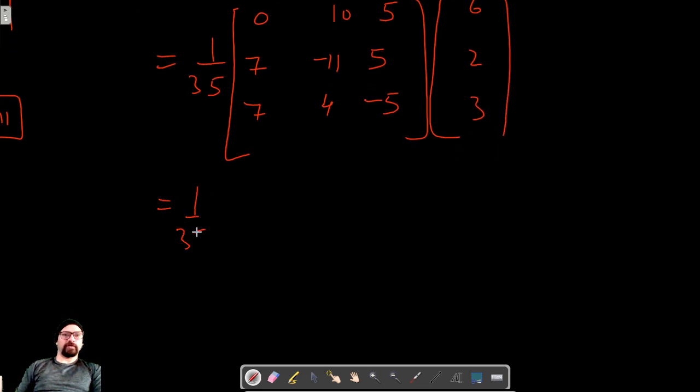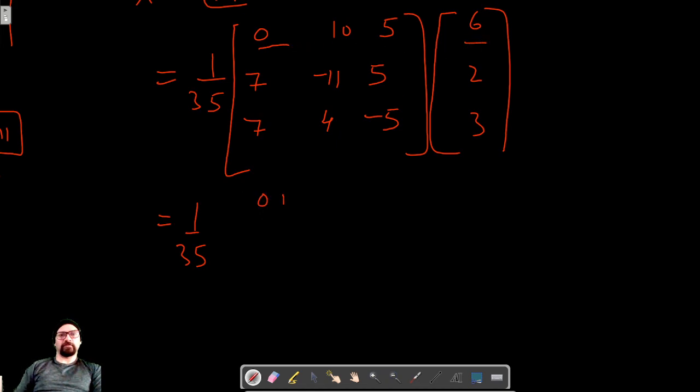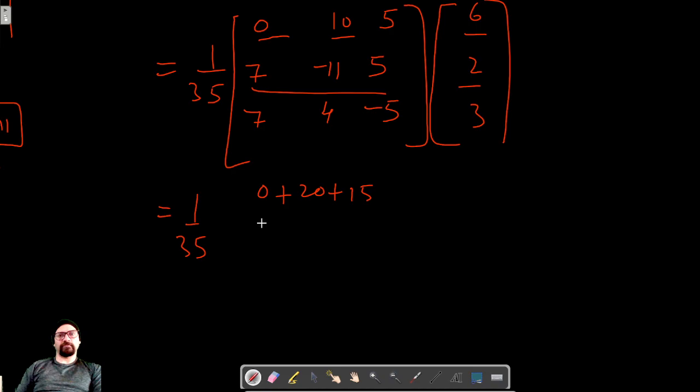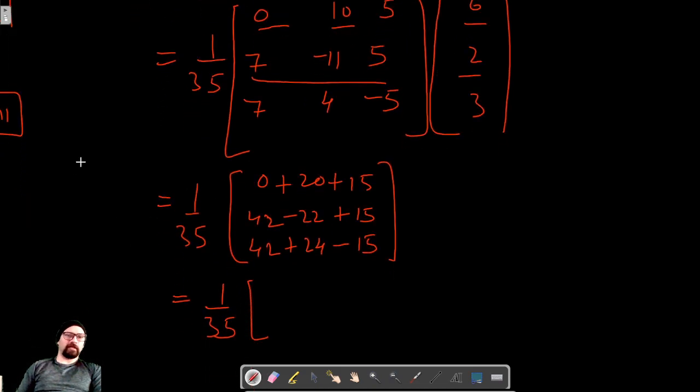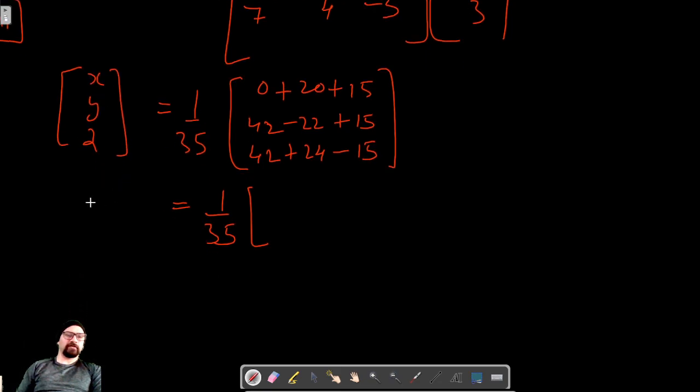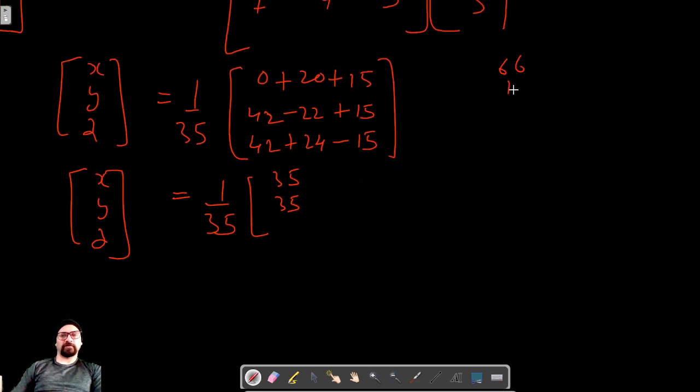Okay, which gives us 1 by 35. Now 0 into 6 is 0. 10 into 2 is 20, plus 5 into 3 is 15. Next row, 7 sixes are 42, minus 22 plus 15. Then 7 sixes are 42 plus 24 minus 15. And this is now equal to 1 upon 35 times our x, y, and z. So 20 plus 15 is 35. 42 minus 22 is 20, plus 15 is 35. 42 plus 24 is 66 minus 15.